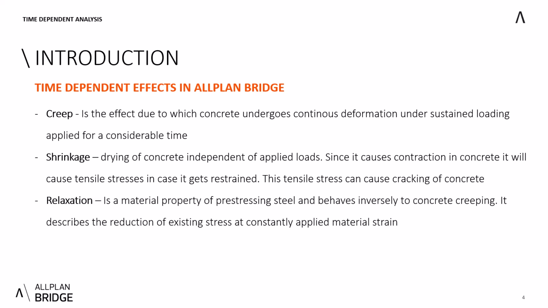And last but not least is a material property of pre-stressing steel. This is relaxation, and it behaves inversely to concrete creeping. It basically describes the reduction of existing stress at constantly applied material strain. And these are the main effects that we calculate in Alpine Bridge.